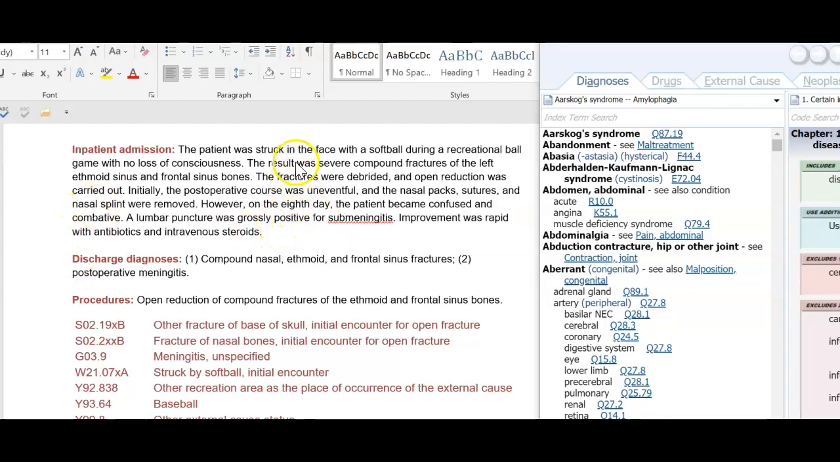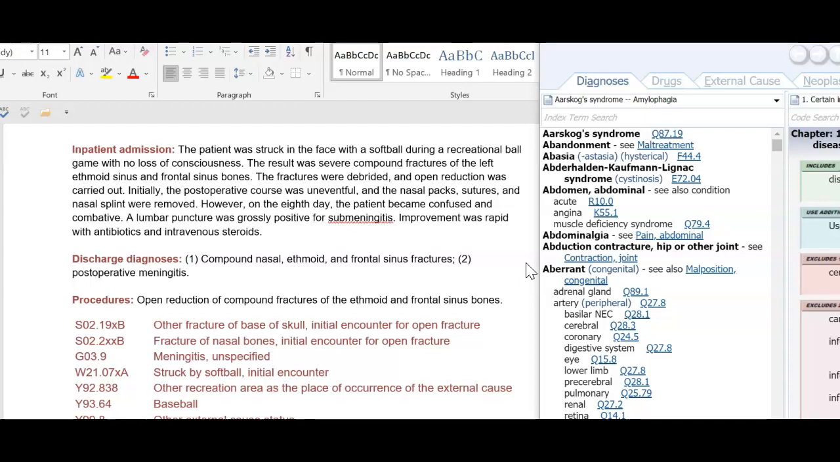So let's look here. The patient was struck in the face by a softball during a game. They did not lose consciousness. They did have a severe compound fracture. Make sure you look to see what a compound fracture is. That does mean open. And it was of the sinus bones. They were debrided. An open reduction was carried out. Postoperative course was uneventful. Nasal packs, sutures, and a nasal splint were removed.